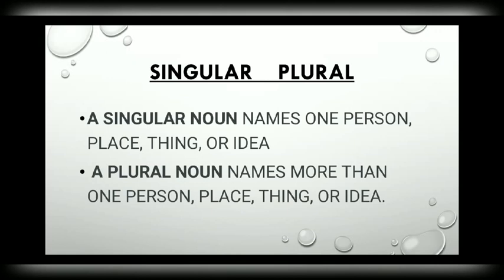So class, do you know what the noun number is? A noun may either be singular or plural in number. A singular noun names one person, place, thing or idea. When we speak about one person, one animal, one thing, we use the noun in the singular. For example, boy, tiger. A plural noun names more than one person, place, thing or idea. When we speak about two or more persons, animals, things, we use the noun in the plural form. For example, boys, tigers.